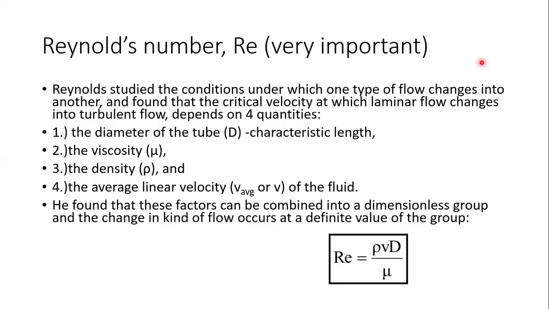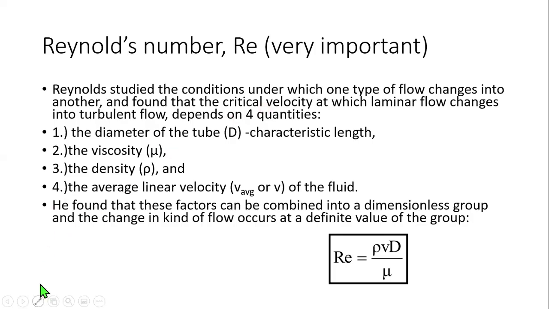Okay. So Reynolds studied the conditions under which one type of flow will change to another. So when we have laminar flow, he studied the conditions under which it can change to turbulent flow. And he found that the critical velocity at which laminar flow changes into turbulent flow depends on four quantities. So these are the things he realized affect the flow that will cause it to change from laminar to turbulent, right? When we say critical velocity, or when we say critical anything, we're just talking about a particular value where something now begins to change.